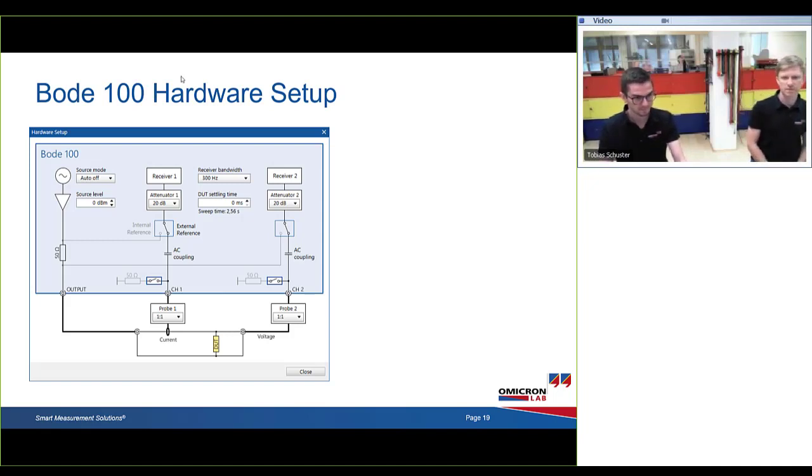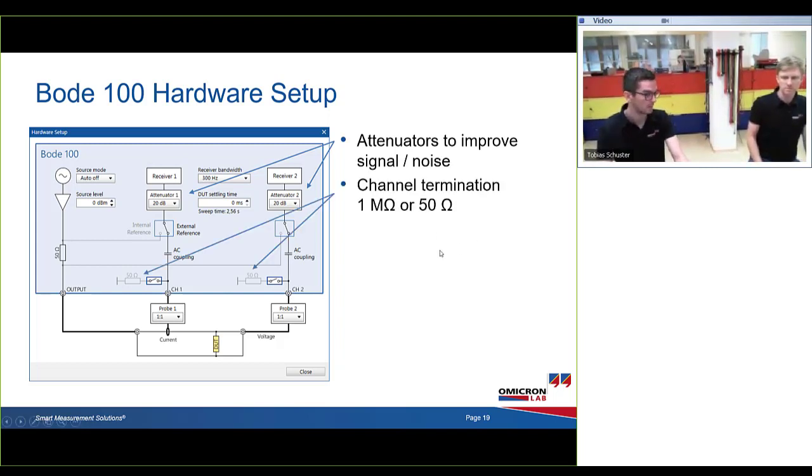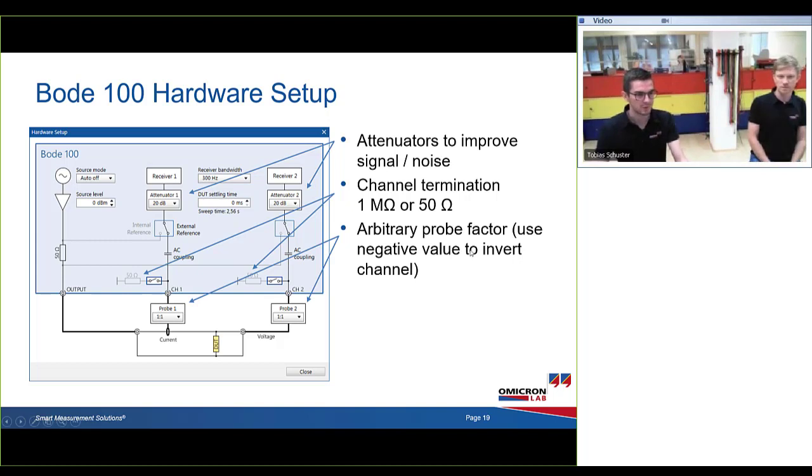This is the hardware setup within the Bode 100. The blue box is the Bode 100 itself, and these are the internal components that you can set. First of all, the attenuators to improve the signal to noise ratio. If you get a high input signal, you can add additional damping to your receivers, or if the signal is very small, then you can reduce it to 0 dB. The possibilities are 0, 10, 20, 30 and 40 dB attenuation at the receiver. Then the inputs can be switched between 1 megaohm or 50 ohm. You can change the channel termination. For example, if you have a current probe at channel 1 which needs a 50 ohm input, you can change that within the hardware.